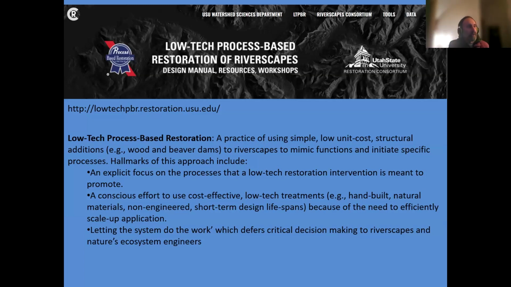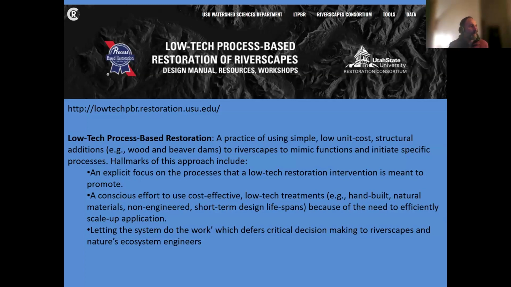While these folks are really leading the way in promoting riverscape low-tech process-based restoration, I think they would agree that they're not the only ones, and their ideas are not the only ideas, and we shouldn't adhere religiously to any one group of folks and their ideas. I think there's lots of different ways this work can be done, but they are leading and helping to promote it and share resources about it. So it's an easy resource to draw from.